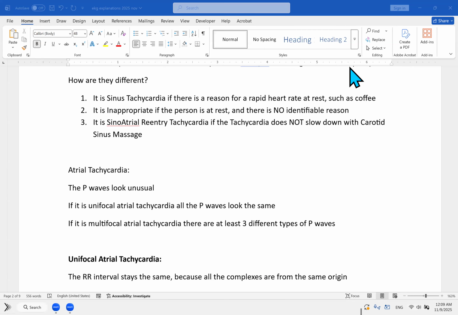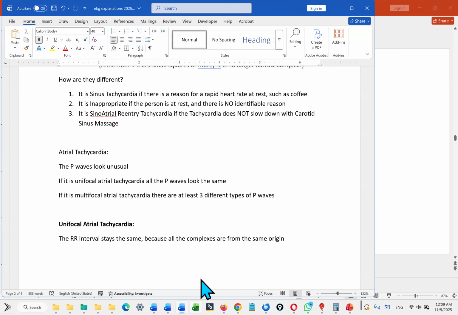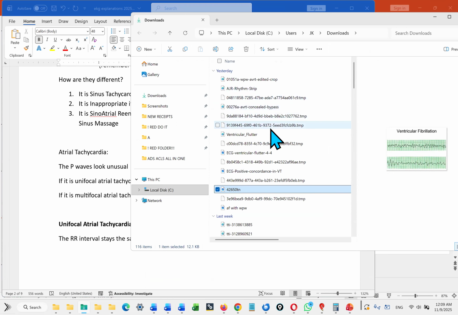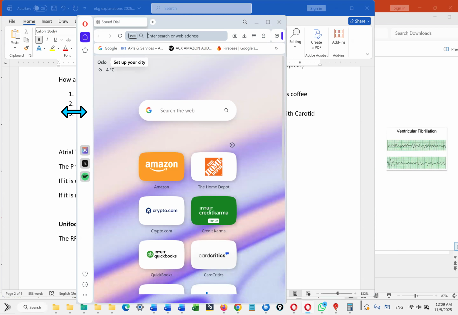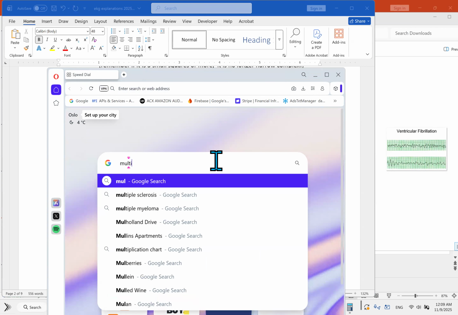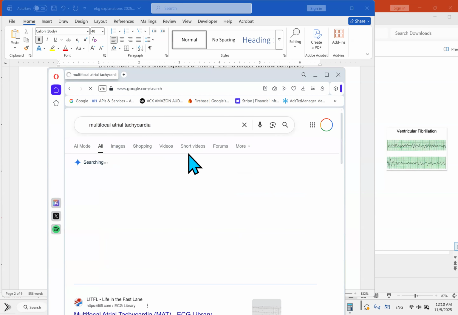What if we change this? Let's see, 1 second. Yeah, here it is. Downloaded some pictures here. It may be easier to bring it up on Google as an example. Just to show you a quick example of multifocal atrial tachycardia images.